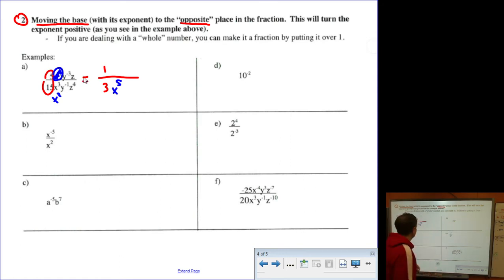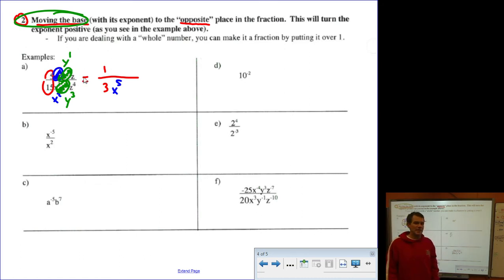Let's look at the y's. The y's have this negative 3 on top. And as we've just seen, I can move that to the bottom and that turns the exponent positive. So now I actually have a y to the third on the bottom instead, and those aren't there anymore. And I have this y to the negative first on the bottom. Now, that's also a negative exponent, and I need to turn it positive. So it would move to the top, and it would not be there anymore.